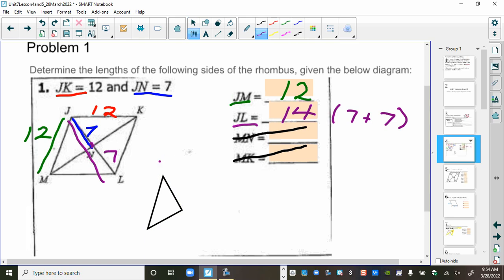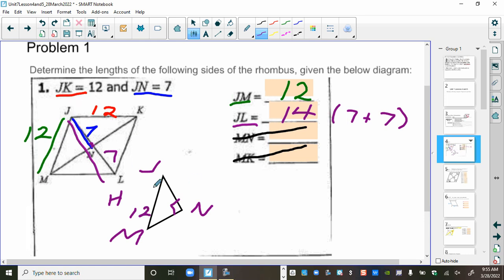You know how we have J, M, N, right? Now they said that this angle right here was a right angle, yeah? So what is always across from the right angle? What's that called? Hypotenuse. So this hypotenuse is 12.